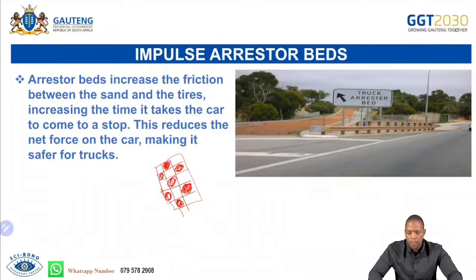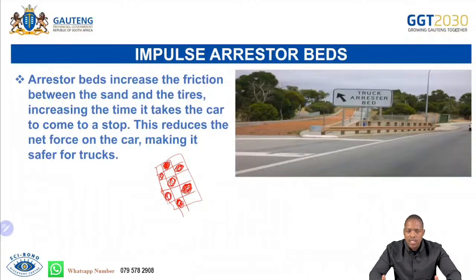So what is an arrestor bed? An arrestor bed is a certain portion on the road or next to the road, created for cars that have run out of brakes. They are moving without brakes and it's difficult for them to stop. So instead of these cars crashing on huge rocks, on other cars, or on the walls next to the road, they are given this space where they can enter, and this space will allow the car to eventually come to a stop.